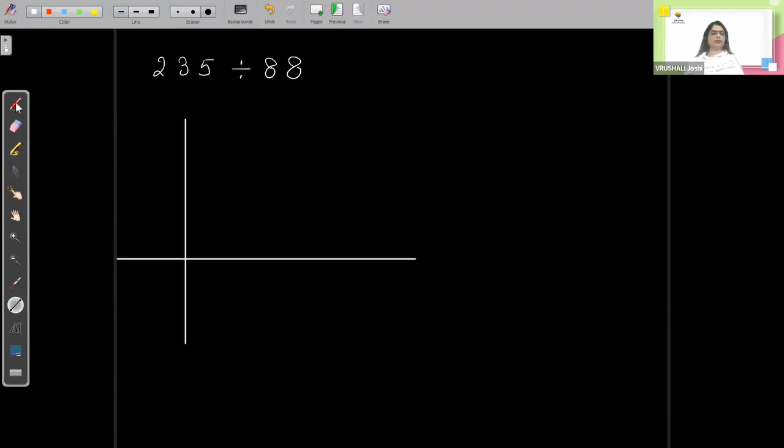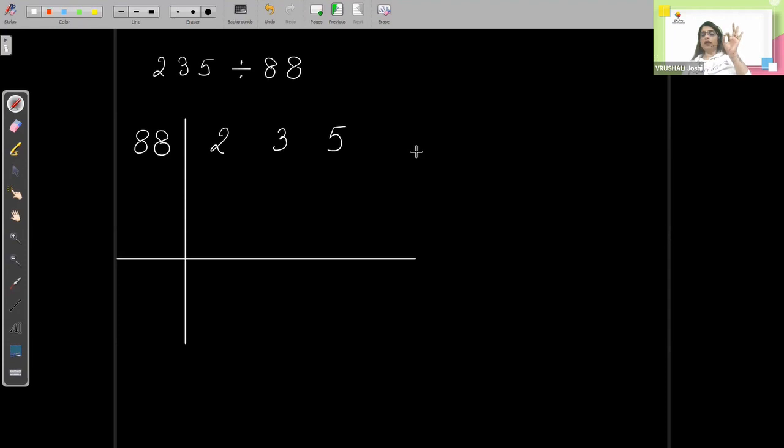Coming ahead. Now, every time you are not going to get numbers like 99 and all that to divide. You will get different numbers, correct? So we had done this example, but I'll just show it to you all again. For example, if we have to do 235 divided by 88. So that means what you will do? You will write down this. It's going to be 235.